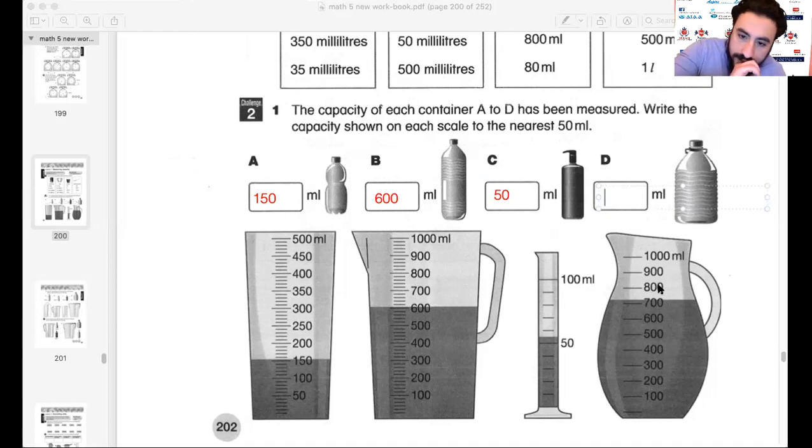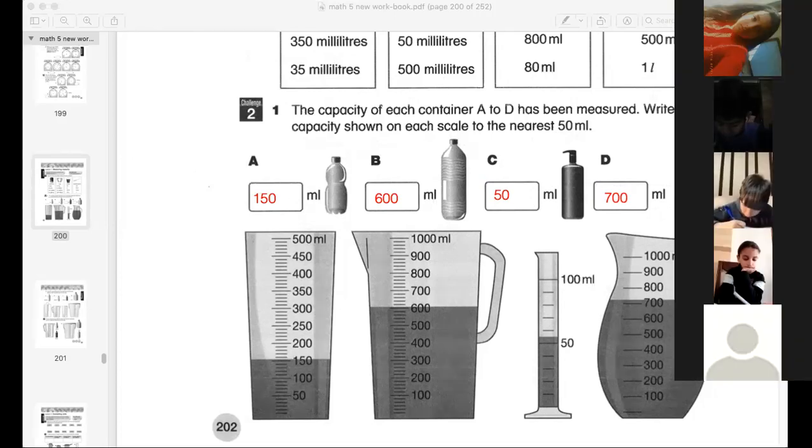Okay, so Yassine, should I say 750? No. Why? Because it's not exactly at the middle. So I'm not going to say 750. I'm going to say it's nearest to 700 rather than 750. Thank you so much, Yassine.